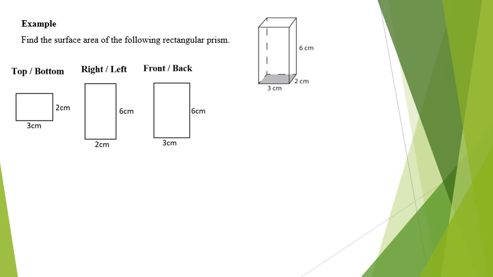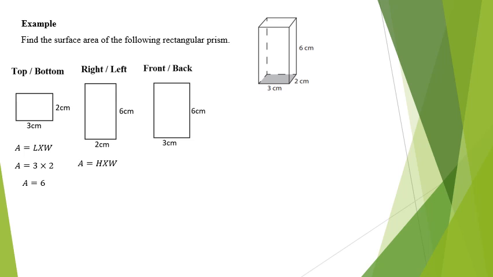So let's look. We would do length times width to find the area of the top or bottom, which would be 3 by 2, or 6. Now to find the area of the right or left side, we have that same width of 2, but we're going to call that 6 measurement the height because it's the height of a rectangular prism.